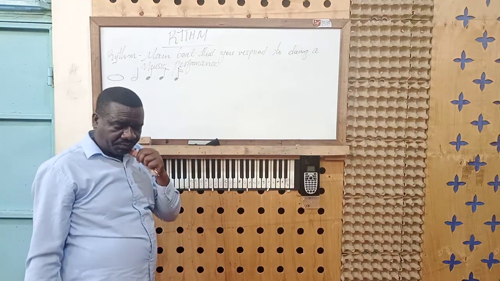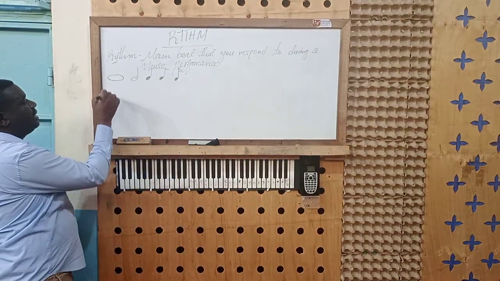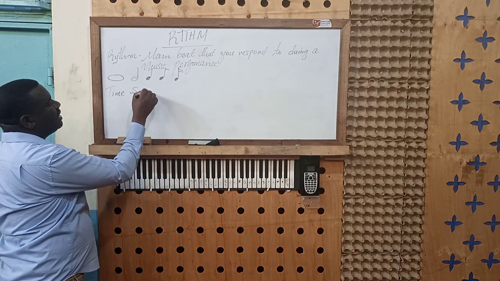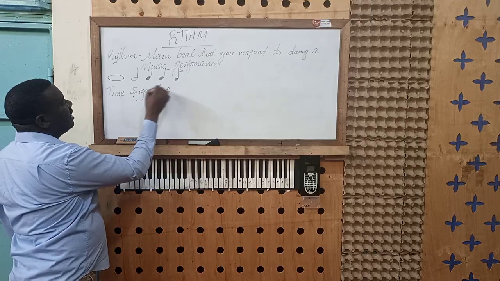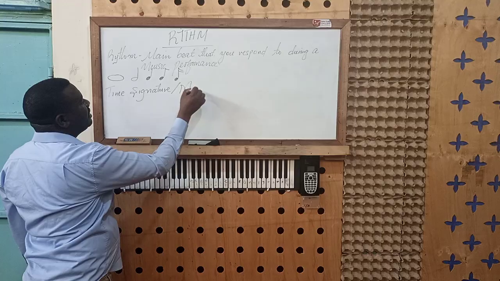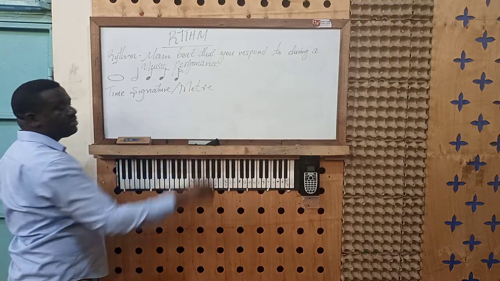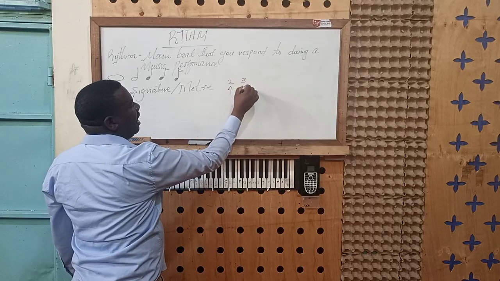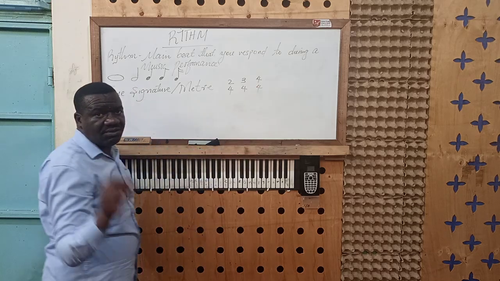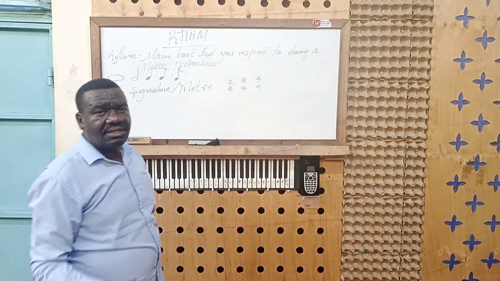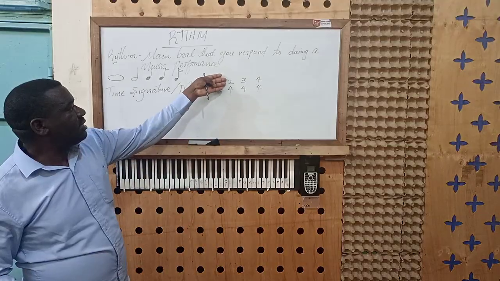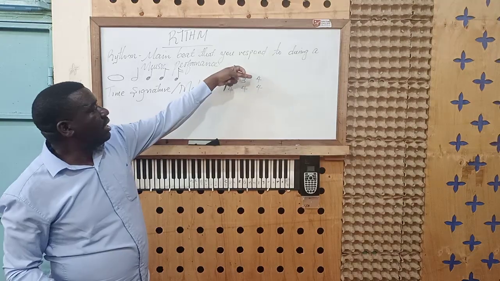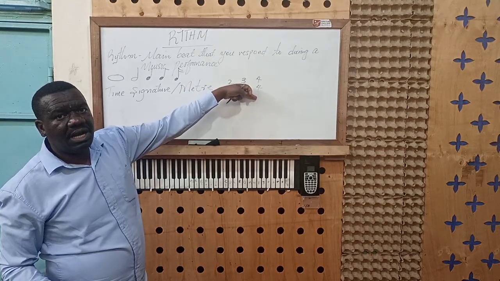Now, the other thing you need to remember is the time signature. We said the other name for time signature is meter. It is a fraction-like number. It is not a fraction. And we said this one stands for 2 crotchet beats in a bar, 3 crotchet beats in a bar, and 4 crotchet beats in a bar.